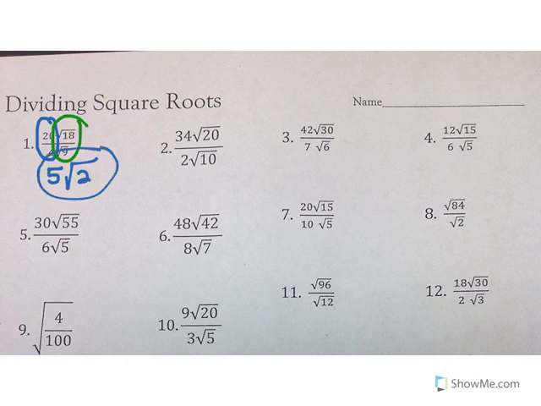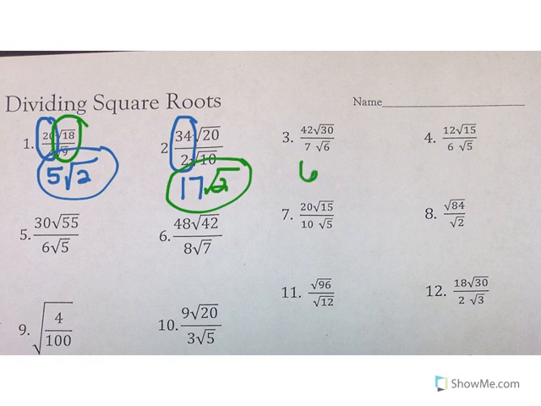So the same thing for number 2. 34 divided by 2 is going to give us 17. And then the square root of 20 divided by the square root of 10 is going to give us the square root of 2. We can't simplify that anymore, so that's our answer. Number 3. 42 divided by 7 is going to give us 6. And then we have the square root of 30 divided by the square root of 6, and that's going to give us the square root of 5. And we can't simplify that anymore, so that's our answer.